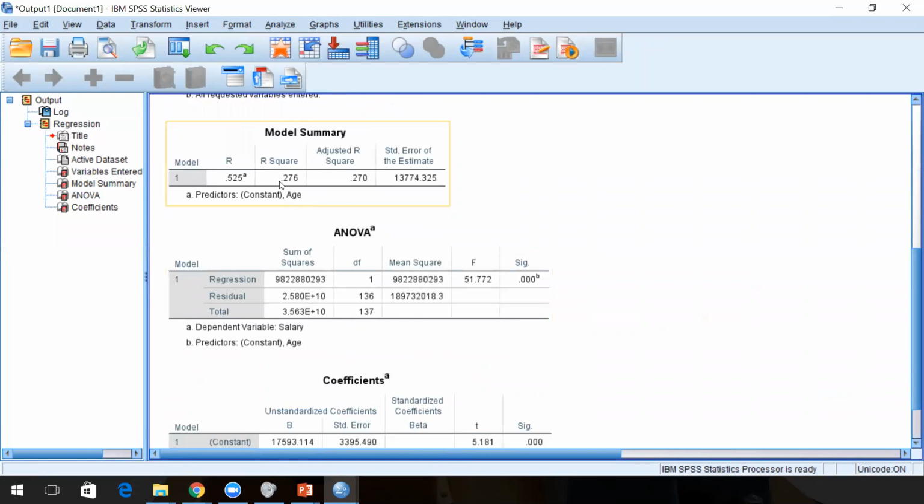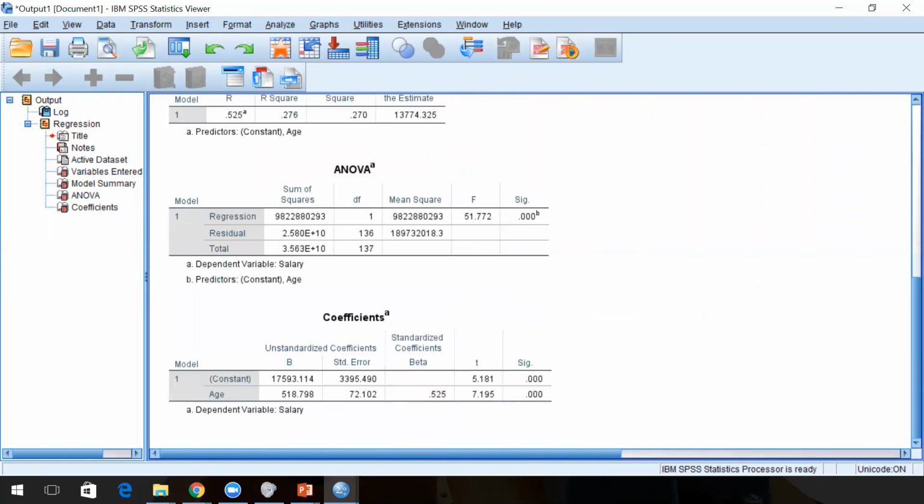I get an R squared of 27.6, telling me that age explains about 27.6% of the variation in salary. People's salaries vary, and age can explain it. It's not saying age is causing it. It's saying age can be used to explain or predict it. And of course, we do want to predict someone's salary with their age.